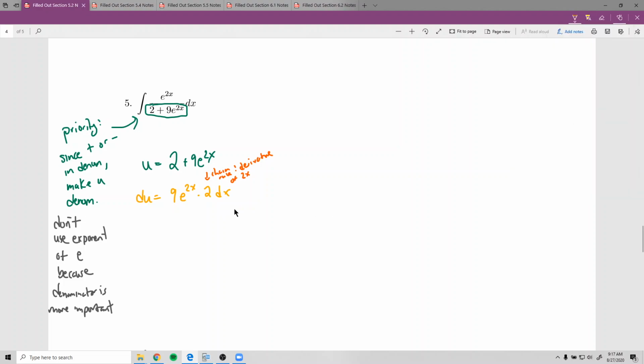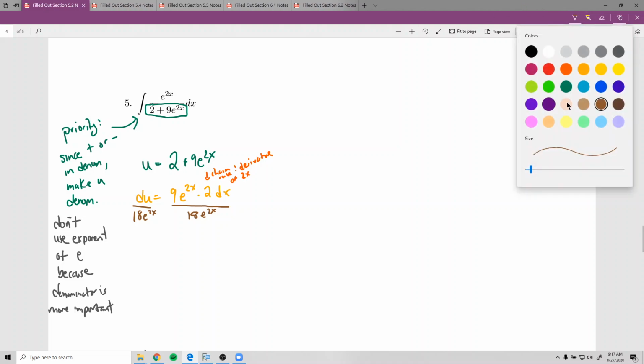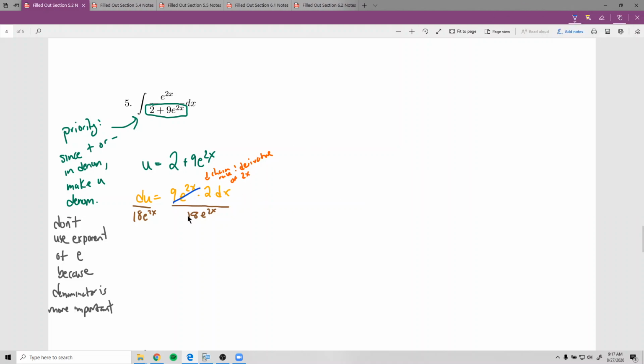Right, now go ahead and solve for dx. If you want, simplify the 9 over 2 to 18. I'm just going to do it in one quick scoop. So we get 18e to the 2x to divide on each side, the 18 coming from the 9 and 2. And we have dx equals du over 18e to the 2x.